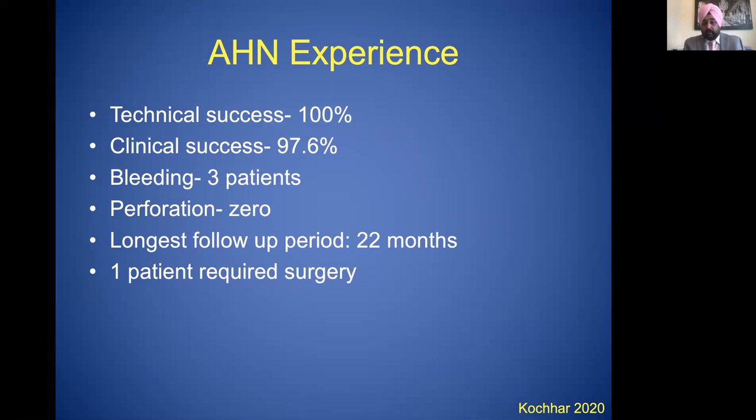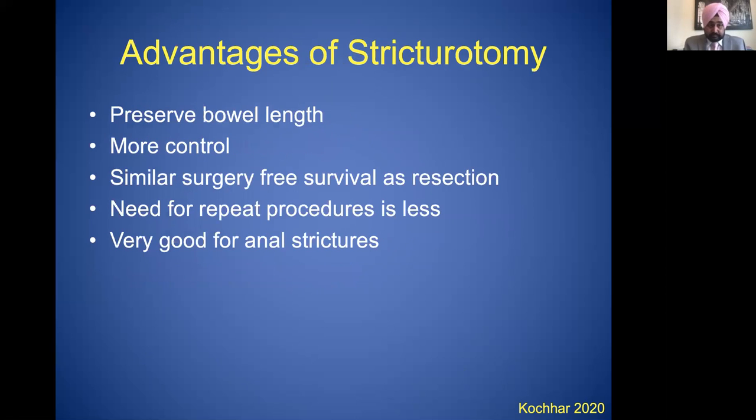1 patient ended up requiring surgery because of pouch failure. In my opinion, stricturotomy has the advantage that it preserves bowel length. You have more control. In balloon dilatation, when you let your nurse or tech know to go up to X size of the balloon and the balloon expands, the radial force is transmitted. There is no way to take that force back. Whereas in endoscopic stricturotomy, you control the knife, you control the length of the incision. It depends on you how deep you want to cut. So I think that is one of the biggest advantages I feel with stricturotomy.